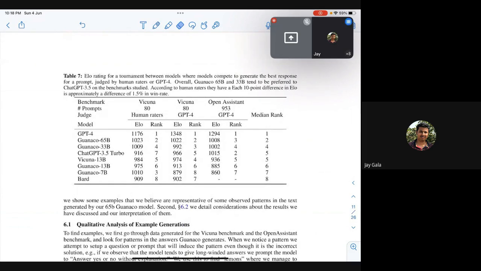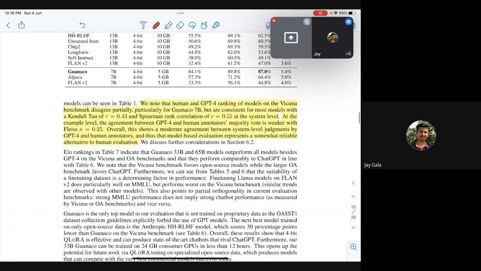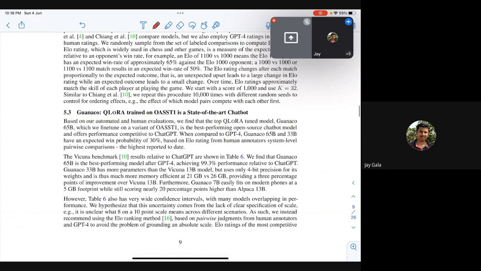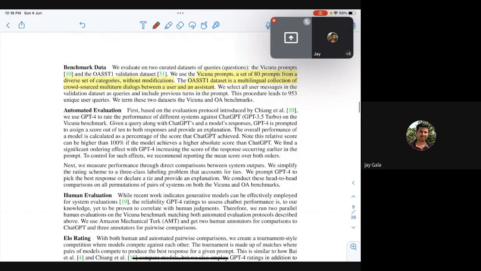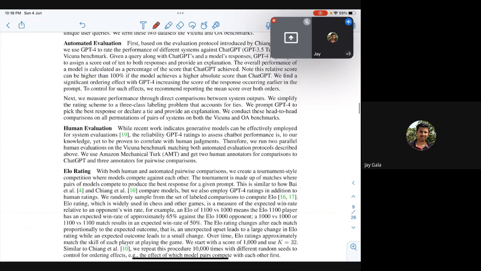And in this case, these are numbers for the Elo rating. They consider Vicuna as well as Open Assistant. For Vicuna, they have 80 prompts, composed from a diverse set of categories, which are not modified. Open Assistant is a multilingual, multi-turn dialogue dataset collected through crowdsourcing between a user and an assistant.